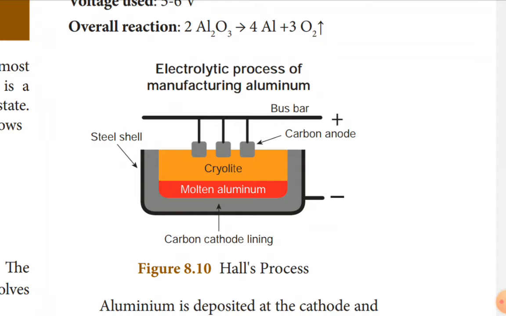Then the suspended electrodes, which act as the anode. So what is taken inside? Inside, a mixture of pure alumina, cryolite and fluorspar is taken. By the electrolytic reduction, this aluminum oxide is reduced to aluminum. Aluminum oxide is reduced to aluminum in this process.